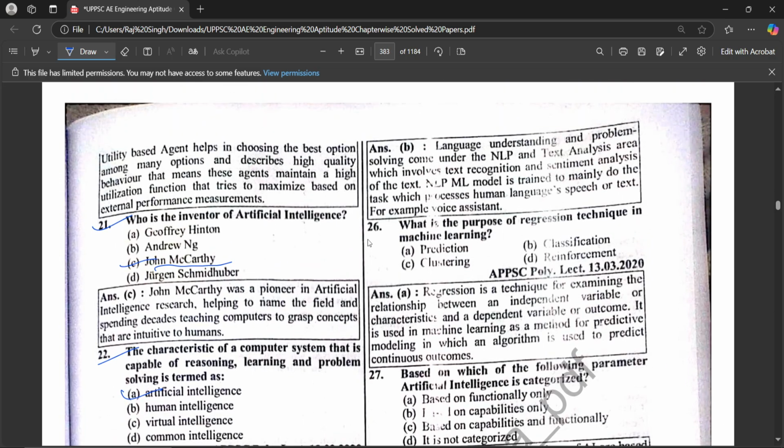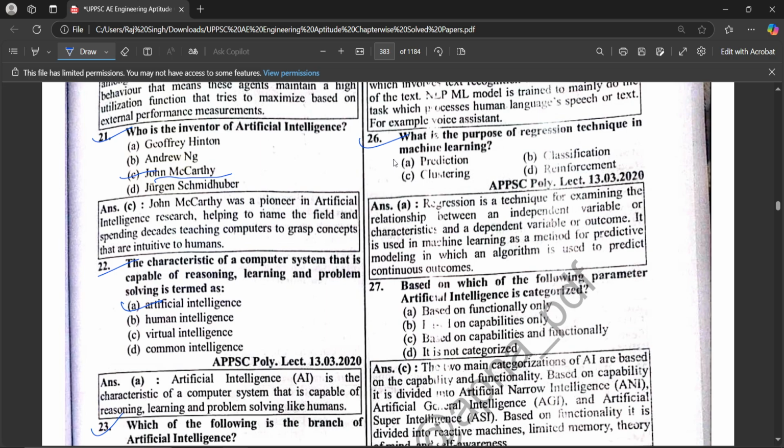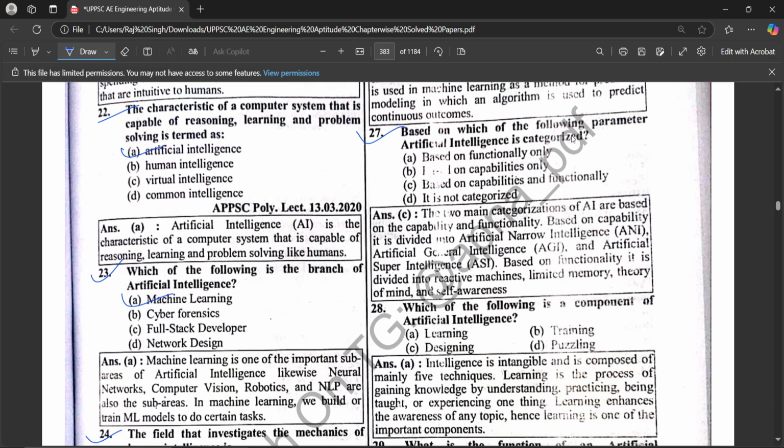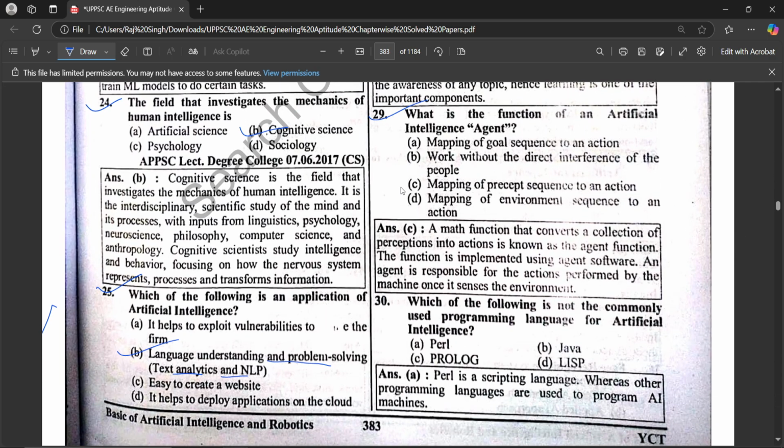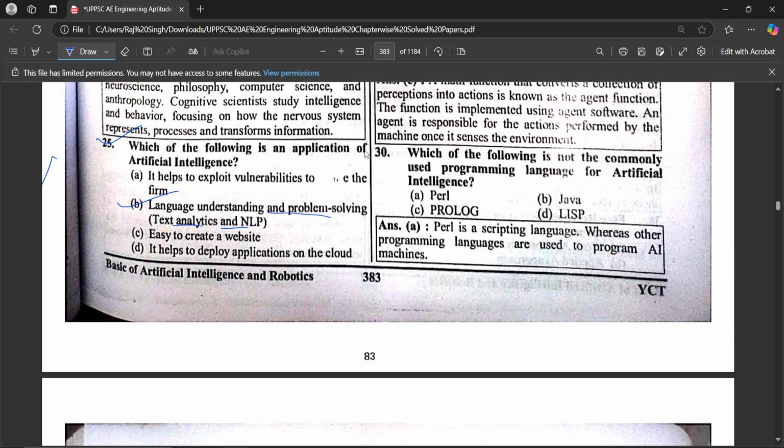Next question is, what is the purpose of regression techniques in machine learning, which is prediction. Based on which of the following parameters is artificial intelligence characterized based on capability and functionality? Which of the following is a component of artificial intelligence learning? What is the function of an artificial intelligence agent, which is a mapping of perceptive sequence to an action? Which of the following is not a commonly used programming language for artificial intelligence?